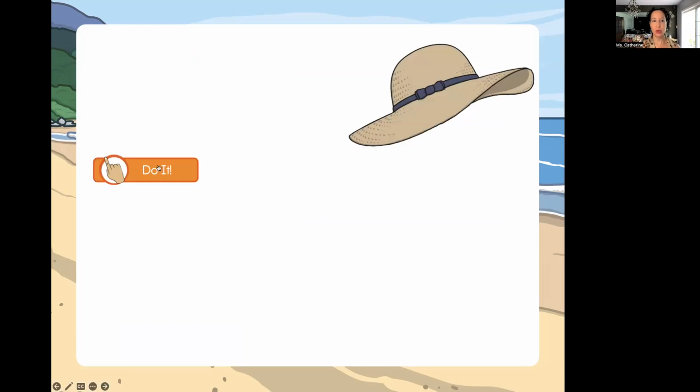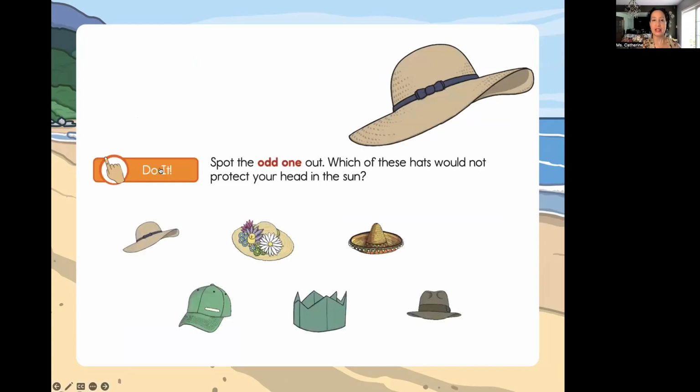Okay. So now we're going to do it again. So spot the odd one out. Which of these hats would not protect your head in the sun? Do you remember odd one out? Well, if you don't, you should look at one of my previous lessons, the past lessons. Odd one out means it does not belong there. Okay, so which of these hats would not protect your head from the sun?